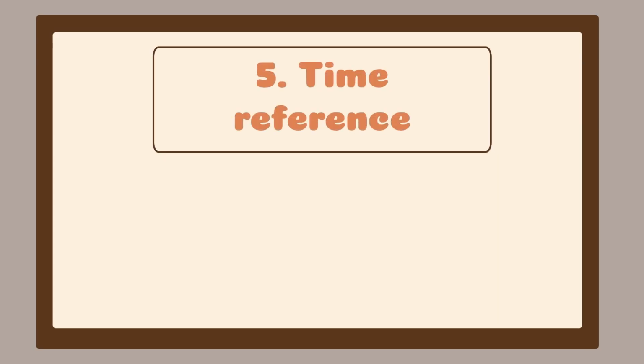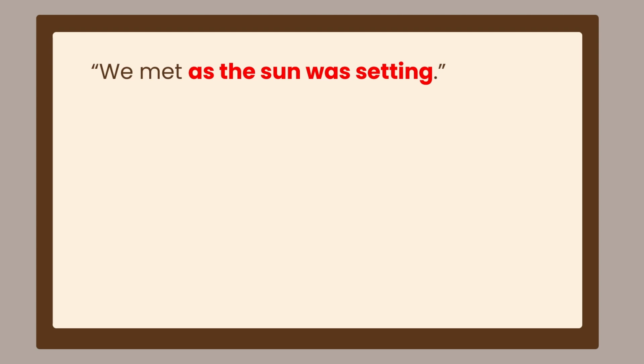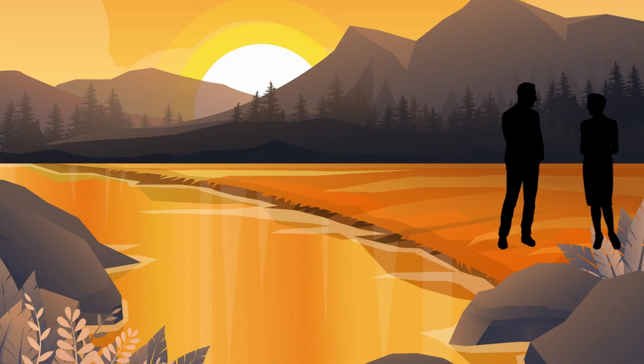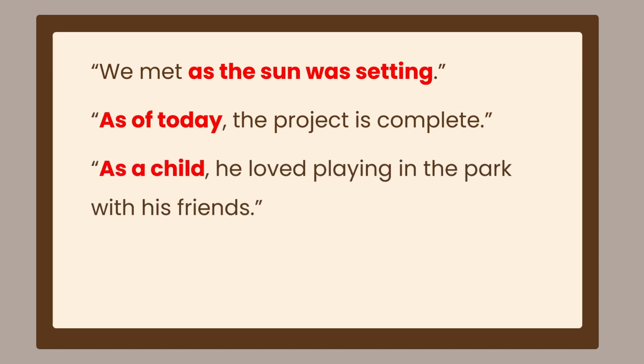Time references. "As" can refer to a specific time or point in time. For example, we met as the sun was setting. This essentially means that we met at the time when the sun was setting. As of today, the project is complete. This implies that up to this present moment, the project has been finished. As a child, he loved playing in the park with his friends. Here this means during his childhood, he had a strong affection for playing in the park with his friends.